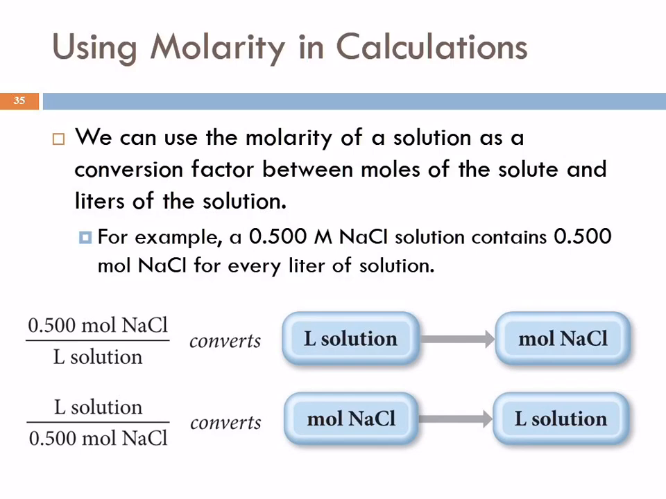So the example here is a 0.500 molar NaCl solution. Molar means moles per liter, so that would be 0.5 moles per liter of solution. So that's a conversion factor. That would convert from liters of solution to moles. Or we can flip it upside down, 1 liter per 0.5 moles of sodium chloride, and convert from moles of solute to liters of solution.